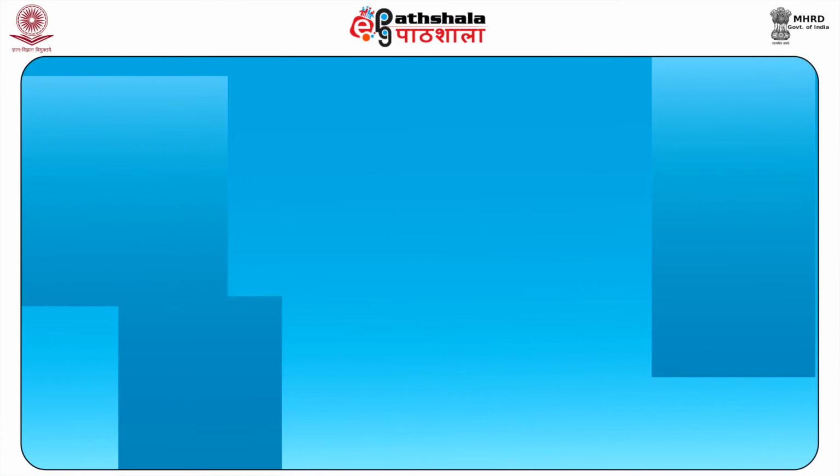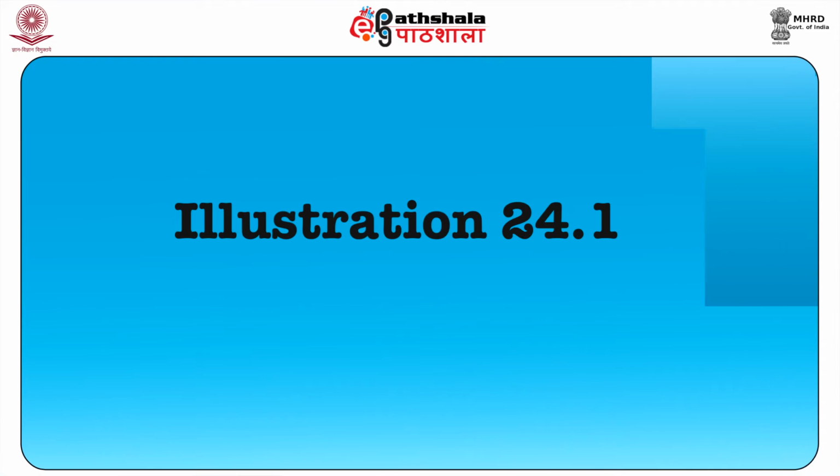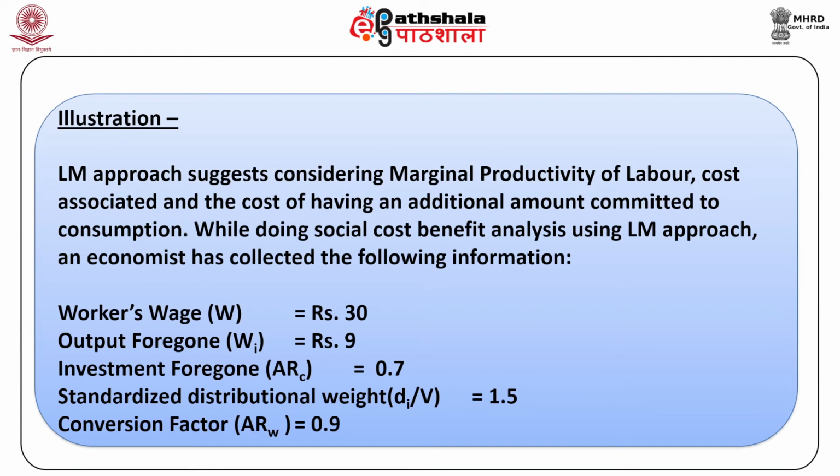Practical problems. Illustration 24.1. LM approach suggests considering marginal productivity of labor, cost associated with having an additional amount committed to consumption. While doing social cost and benefit analysis using LM approach, an economist has collected the information. First, workers' wage, that is W, is equal to rupees 30. Second, output foregone, that is WI, is rupees 9. Third is the investment foregone, which is represented as ARC, which is given as 0.7.